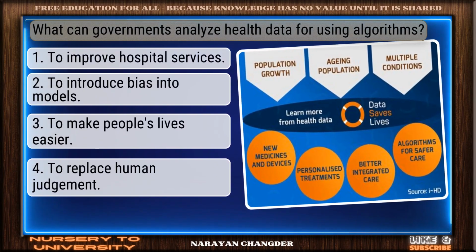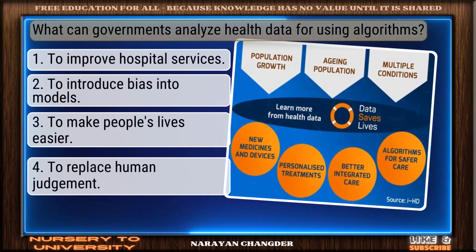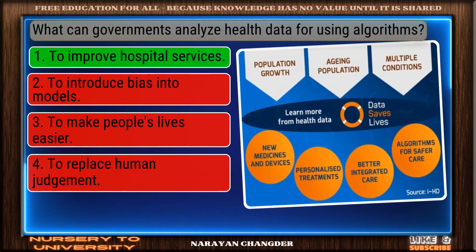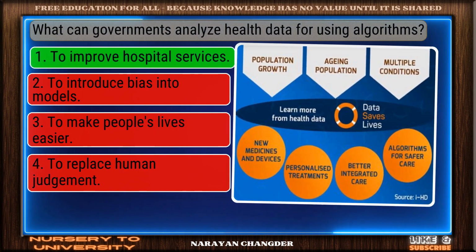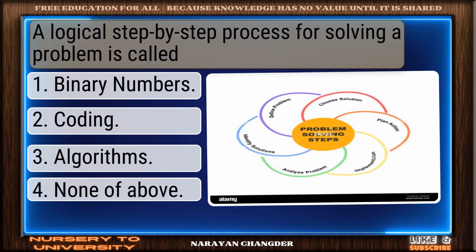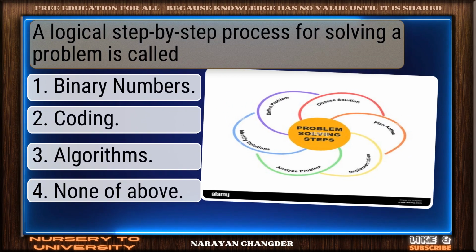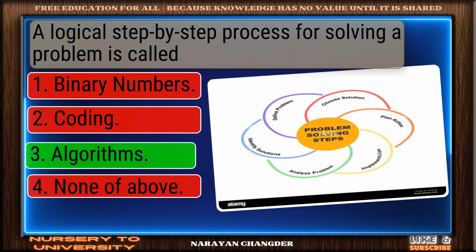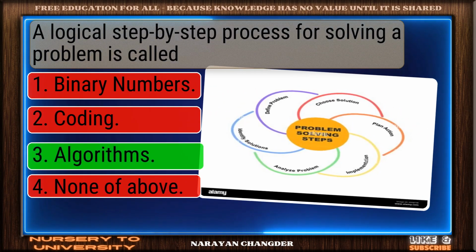What can governments analyze health data for using algorithms? Perfect. To improve hospital services is the correct choice. A logical step-by-step process for solving a problem is called... Sharp thinking. Algorithms is the right choice.